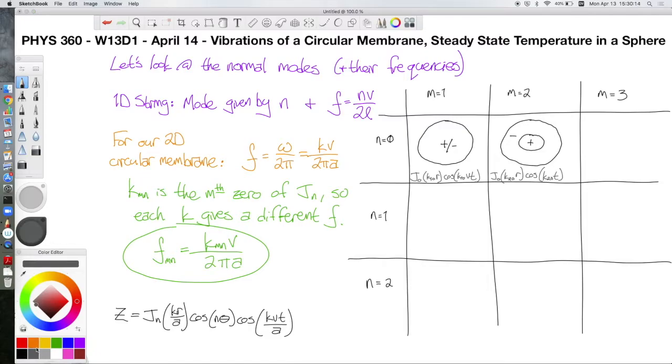If we follow this process along for m equals 3, we would get everything is the same, but with k sub 30 for each of our k values.